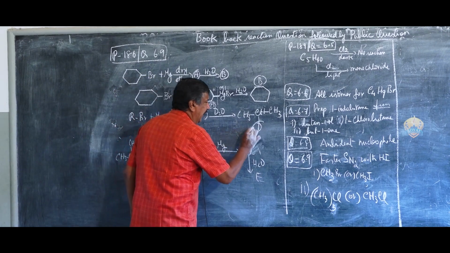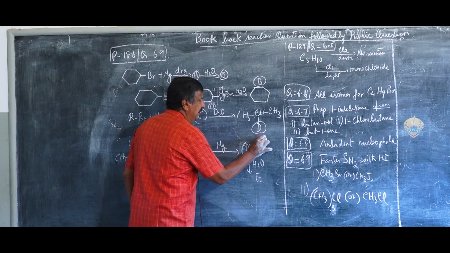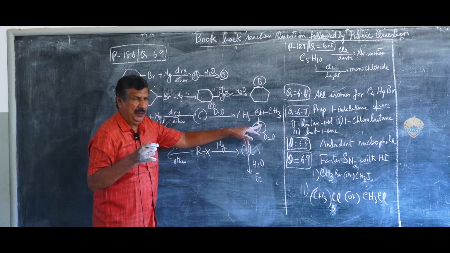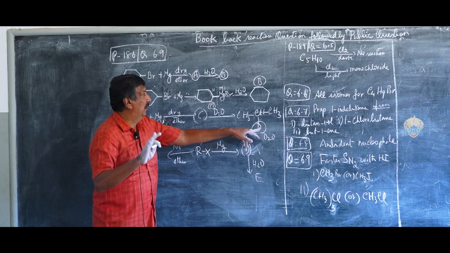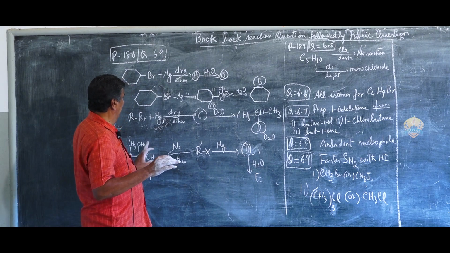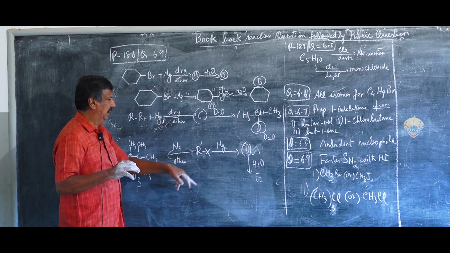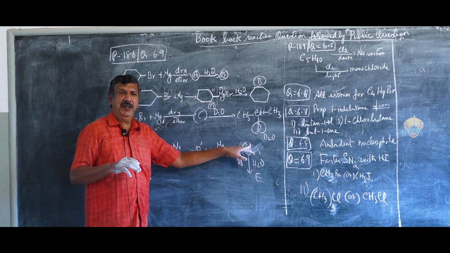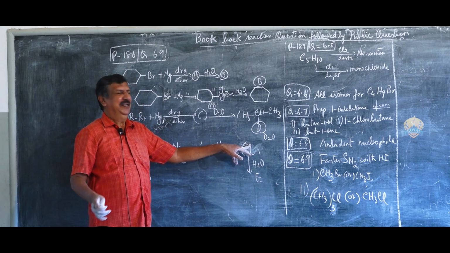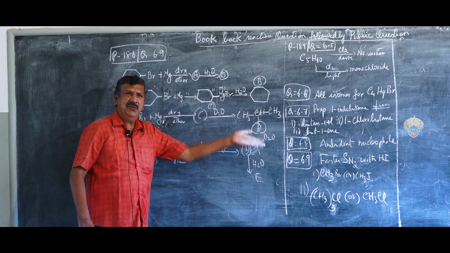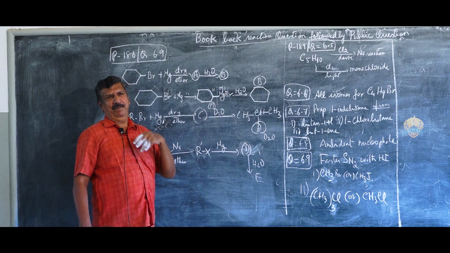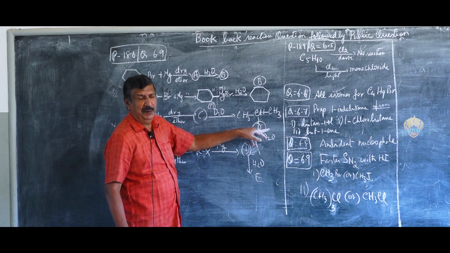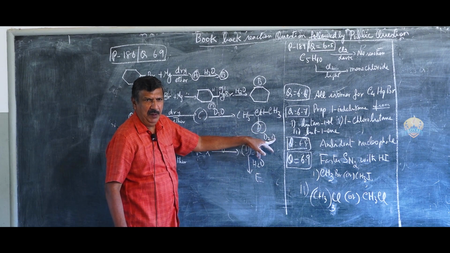See, this D is added from D2O. This D, deuterium, is not the D in the question. Don't be confused. This one is entirely from this one. This D means isotope of hydrogen. Okay, this D is obtained from deuterium oxide or heavy water.